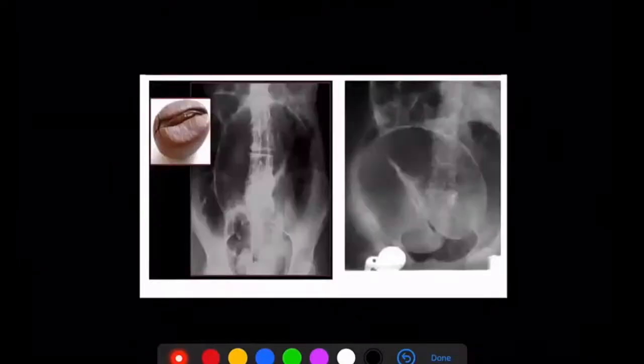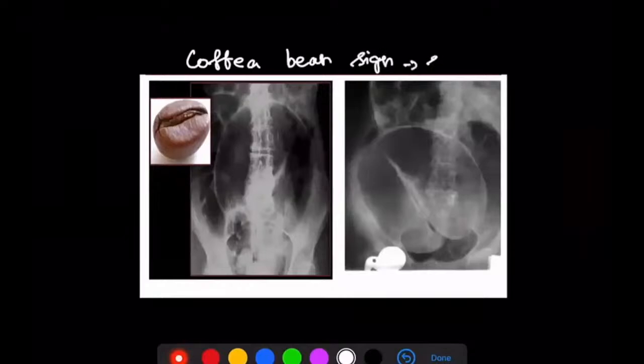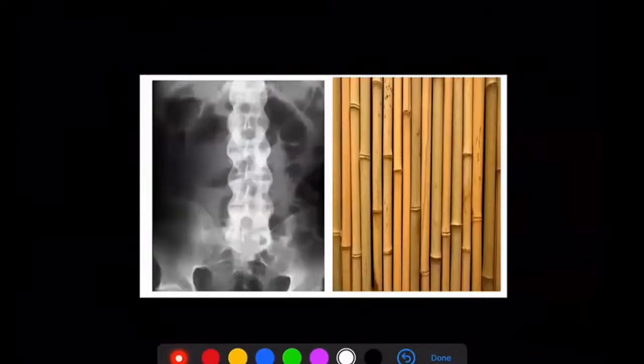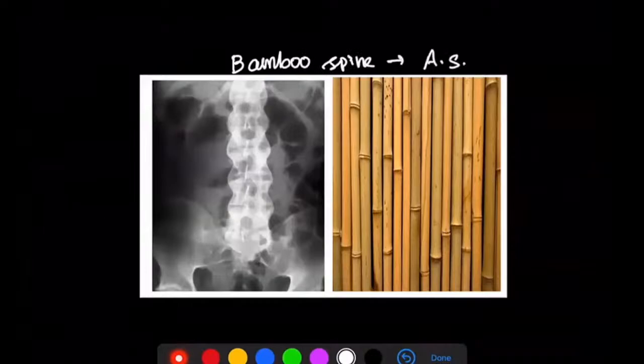Yes. Coffee bean sign. Sigmoid volvulus. Very good. Coffee bean sign seen in sigmoid colon volvulus. Yes. Bamboo spine. Ankylosing spondylitis. Bamboo spine seen in ankylosing spondylitis.